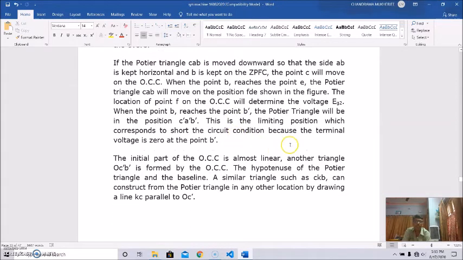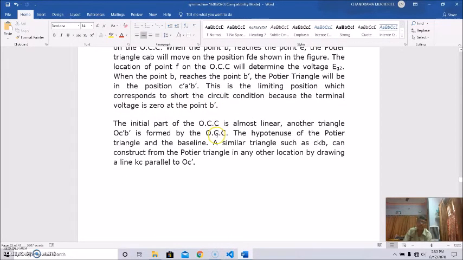So this is the limiting position which corresponds to the short circuit condition, because the terminal voltage is 0 at the point B dash. As you know, at short circuit condition the terminal voltage is 0, and at the point B dash the terminal voltage is 0. And that is the limiting position of the ZPFC, and this is the limiting position of the Fourier triangle. And the initial part of the OCC is almost linear.